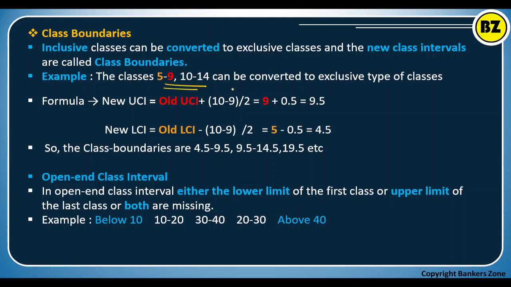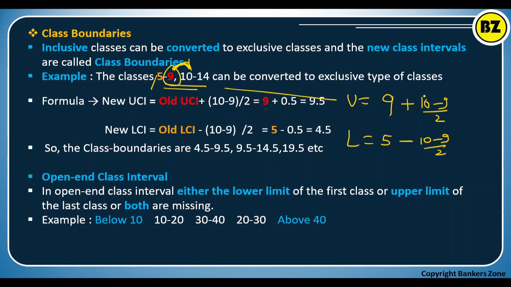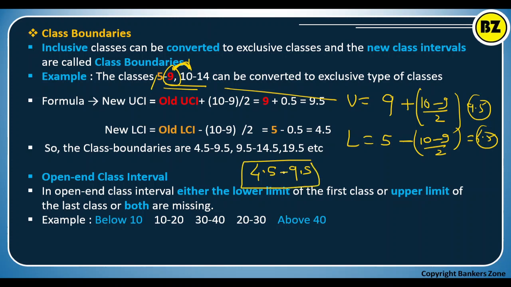See, this is the given data. First find the upper: to find upper, take the upper, 9. To find lower, take the lower, 5. Here the interval changes between 9 and 10, so for upper we add and for lower we subtract 10 minus 9 upon 2. You just have to take the middle value; that's why we are doing this. So you will get 9.5 for the upper and 4.5 for the lower. So what boundary did you get? You got the boundary 4.5 to 9.5. Okay, what will be the next interval? How to conclude?